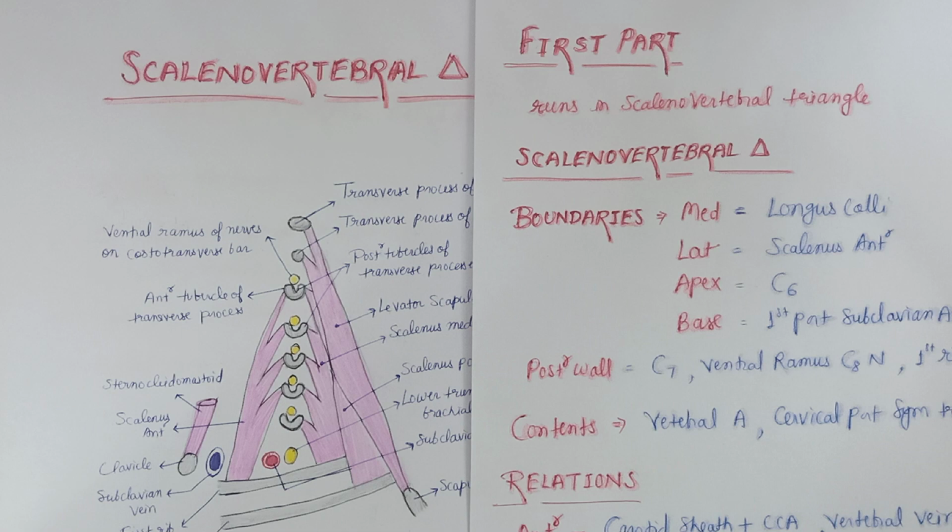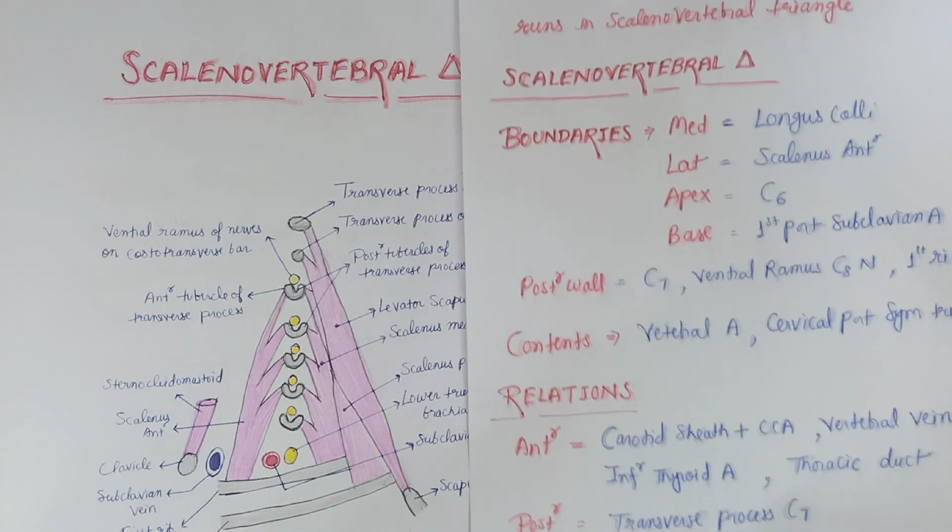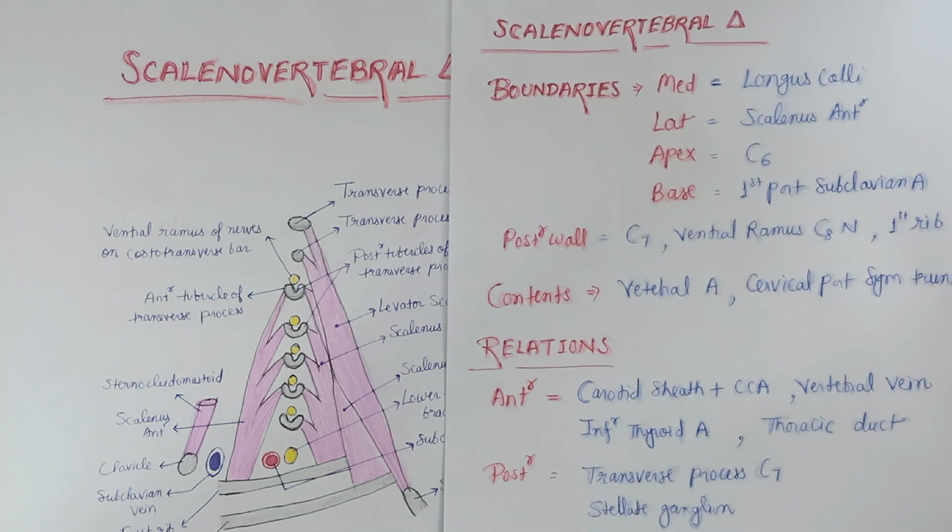Now relations of this triangle. Anteriorly: carotid sheath, common carotid artery, vertebral vein, inferior thyroid artery, and thoracic duct on the left side. Posteriorly: transverse process of C7, stellate ganglion, and ventral rami of C7 and C8.